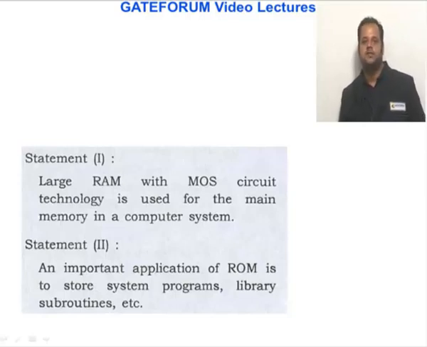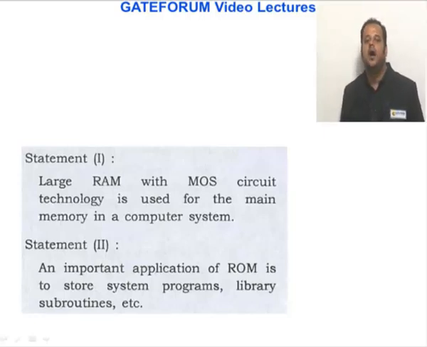Statement 1 says large RAM with MOS circuit technology is used for the main memory in computer systems. That is true, because what is the benefit of MOS? First, power consumption is very, very less. Second, the size is very, very less. So when you need more memory, of course, we always prefer MOS technology, particularly CMOS. So the first statement is absolutely correct.